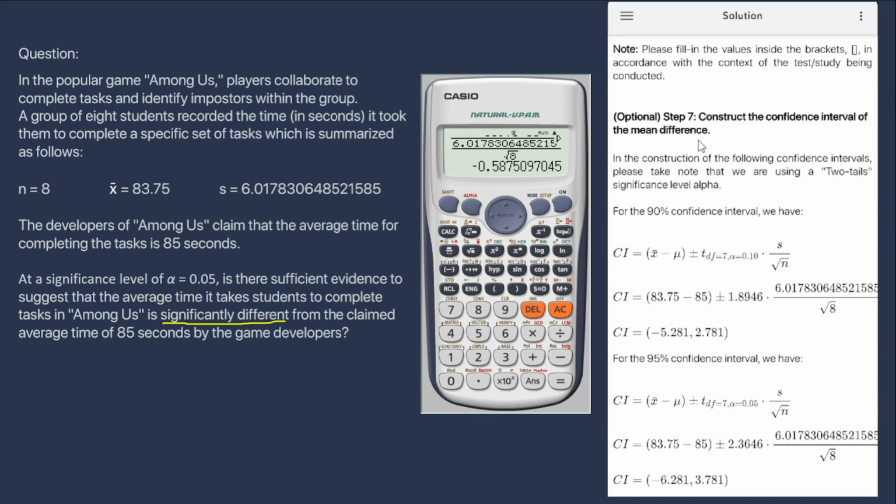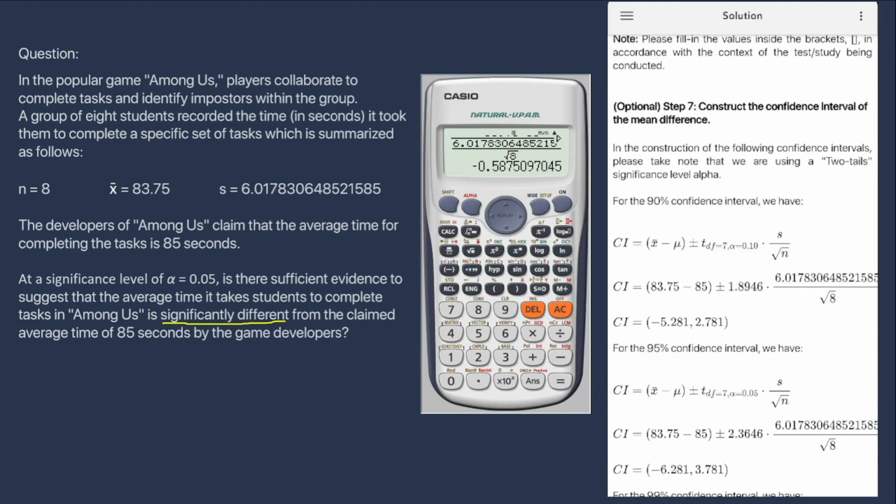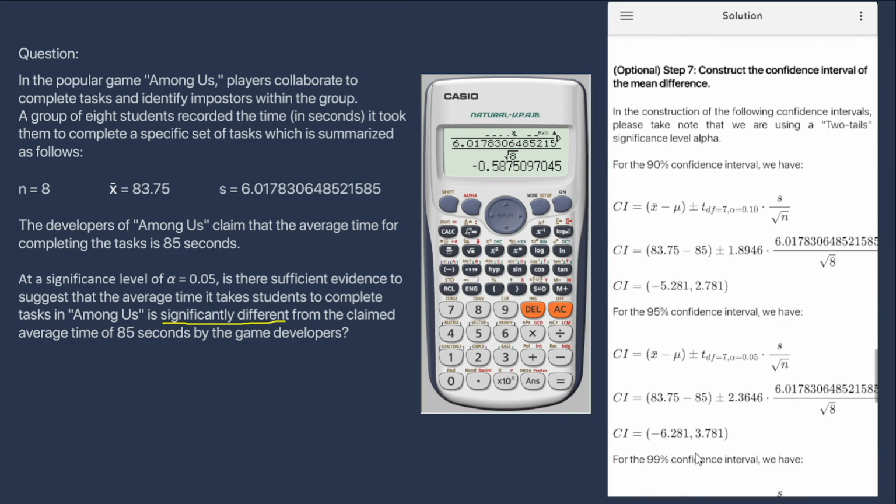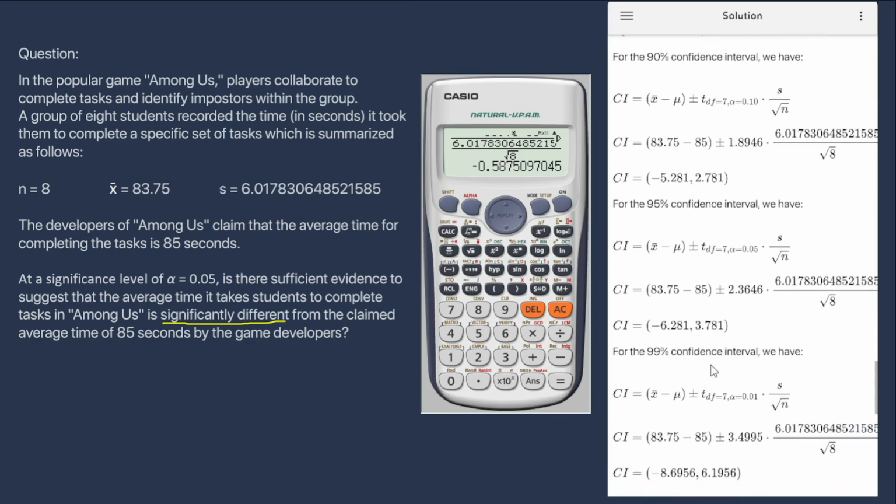For the optional step 7, we construct the confidence interval of the mean difference. For the calculation of the confidence intervals, we just have this particular formula. Notice that as the confidence level increases, for example from 90% to 95% to 99%, the only thing that changes in value is the critical t-value. In the 90% confidence interval, the critical t-value is 1.8946. Here, it's 2.3646, and this one, it's 3.4995. But all the others are constants.